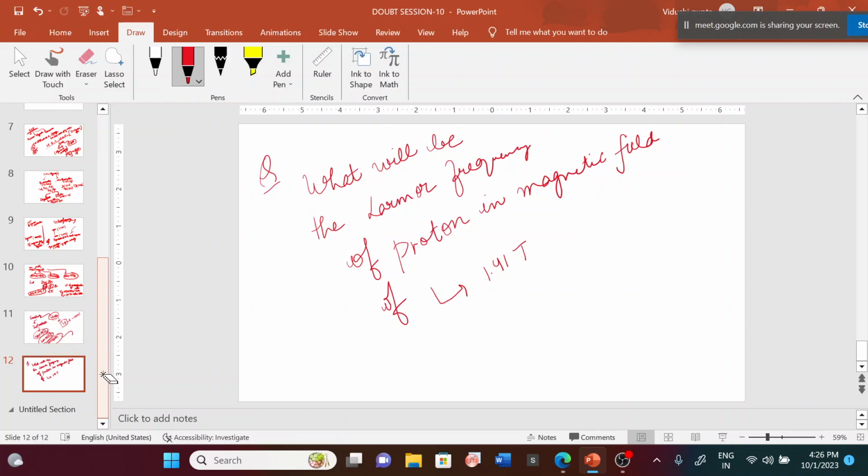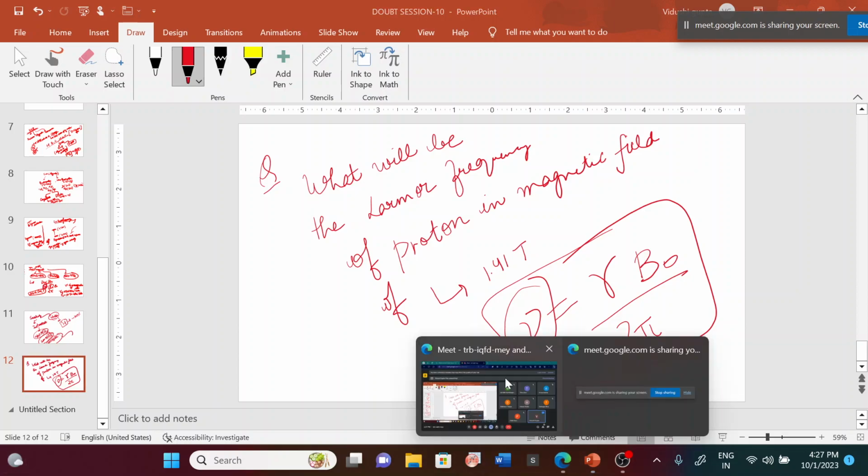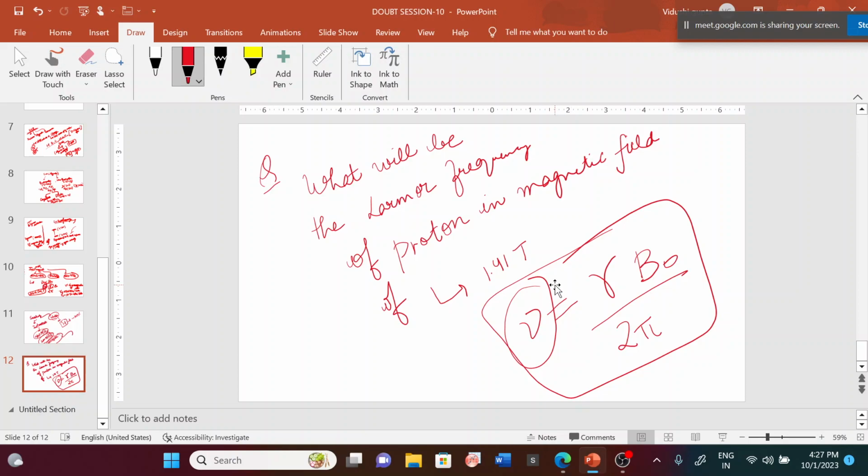So this type of question, you can directly solve by simply applying the formula: the Larmor frequency equals gamma B naught divided by 2 pi. So from this formula, you can easily calculate the Larmor frequency. Is it clear? Yes, ma'am. Okay.